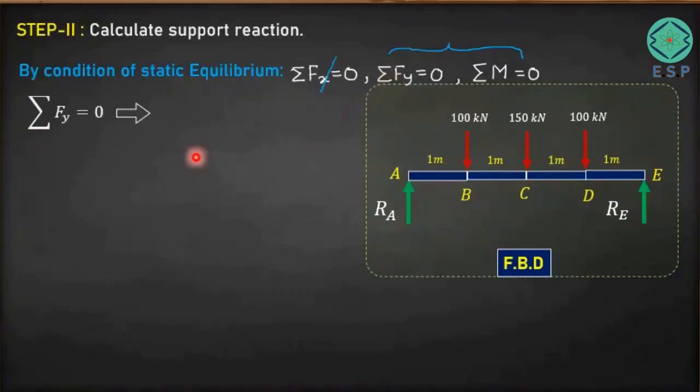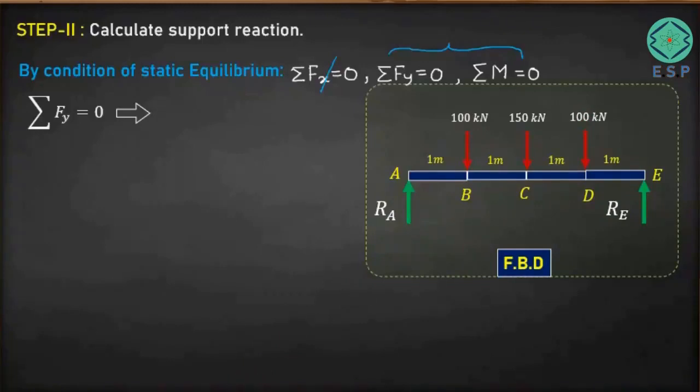Now when we do summation of F of y, it means sum of all vertical forces equal to 0. So we have vertical force RA, which is acting in the upward direction, and we have vertical force RE, which is also acting in the upward direction. So RA and RE I am going to take positive. And similarly, these three forces acting on the beam are acting in the downward direction.